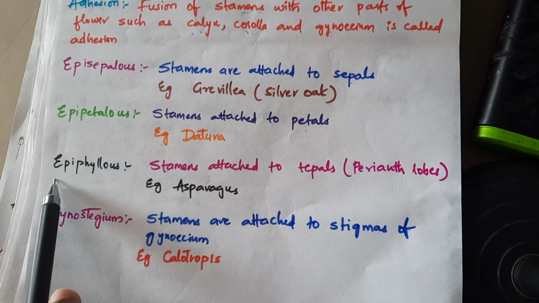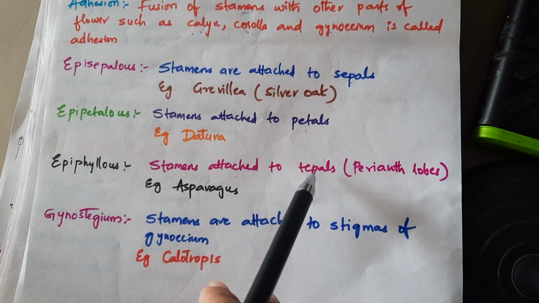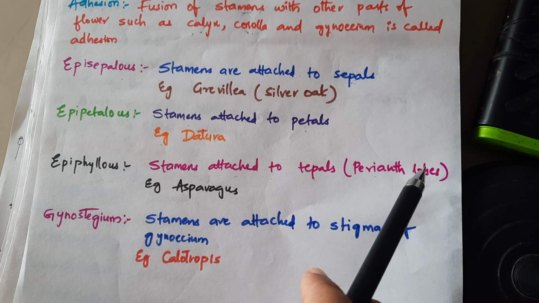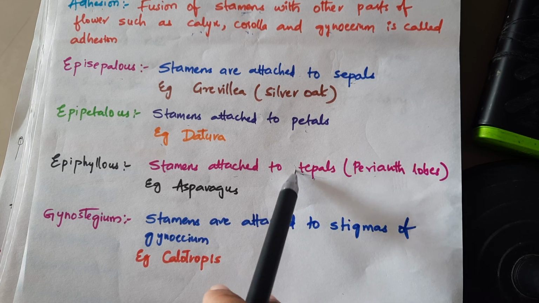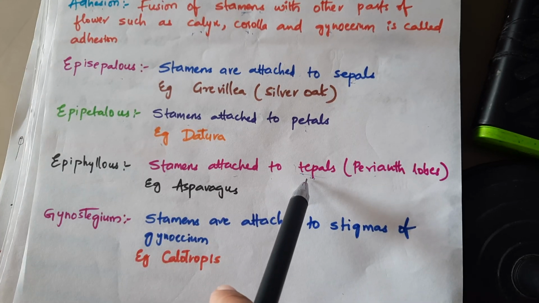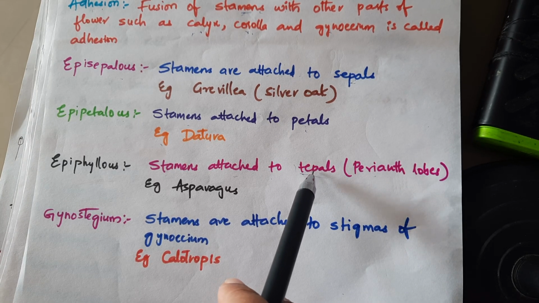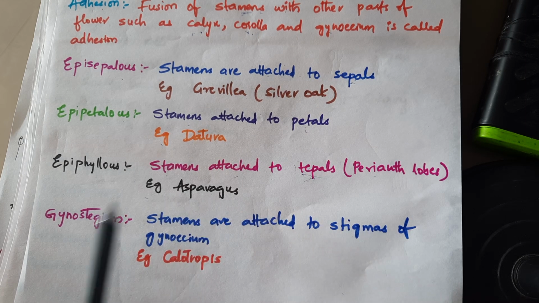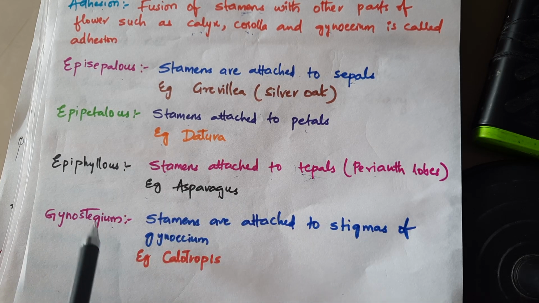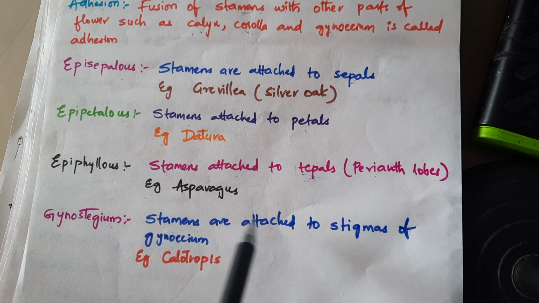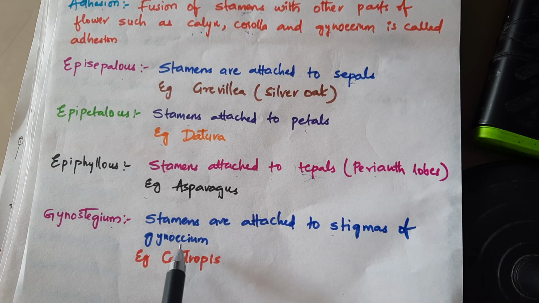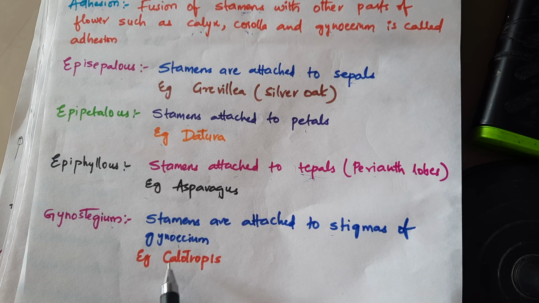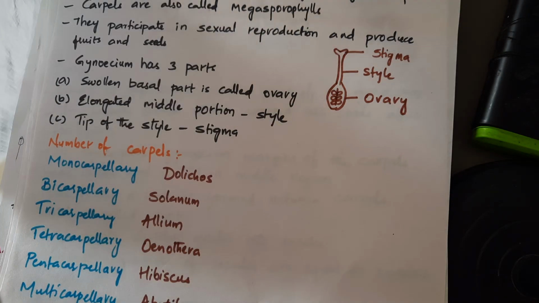The next one is the epiphyllous. The stamens are attached to the tepals, that is the perianth lobes. What do you mean by tepals? Here we cannot differentiate calyx and corolla, so we call them tepals. An example for this is the asparagus. Then gynostegium. What is gynostegium? Stamens are attached to the stigma of the gynoecium. An example for this is the calotropis.